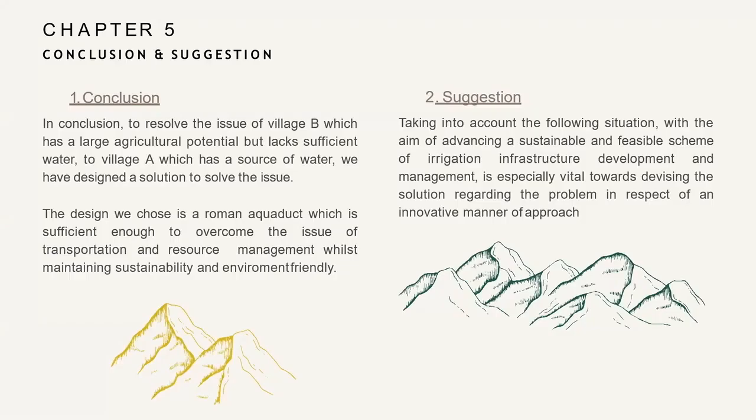Next. So to conclude the analysis and the result, the implementation of the design is able to optimally overcome the inversely proportional problems between the two villages in each valley. So the design we chose is a Roman aqueduct, which is sufficient to overcome the issue of transportation and resource management whilst maintaining sustainability with friendly manners towards the environment.